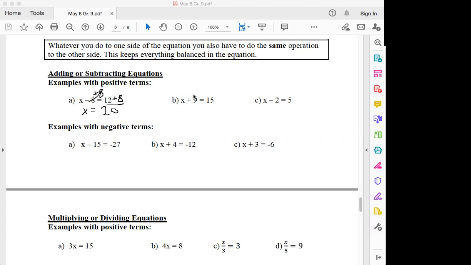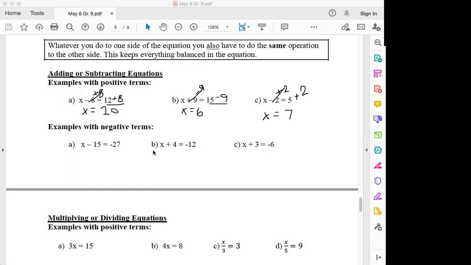That's simple. Okay, if we look here, we have x plus 9. The opposite of plus 9 is to subtract 9 on both sides. It's important to know that whatever you do on one side, you have to do to the other. That keeps it balanced. So plus 9 minus 9 cancels out, and we're left with x. And x is equal to 15 minus 9, which is 6. Here we're going to add 2 on both sides. That cancels out, we're left with x, and x equals 5 plus 2, which is 7.